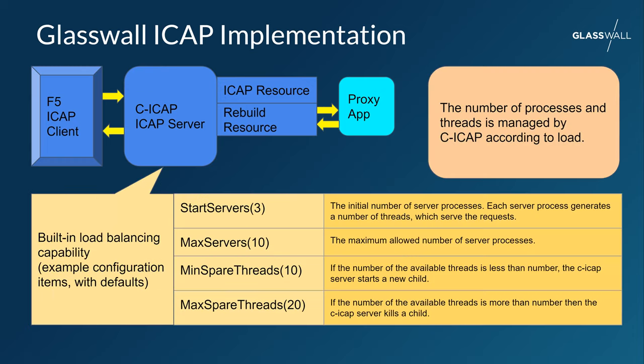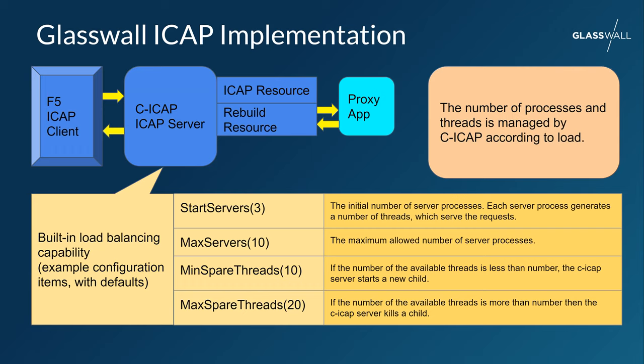There is some load balancing built into the ICAP server that we're using. We're using an open source project, C ICAP. It's developed in C. And that gives us a fair amount of load balancing. As traffic increases, we start off with three threads or three processes that can handle traffic. As you can see from the configuration, this is just a snippet of the configuration that's available. So we can control the rate at which additional processes are spun up and subsequently killed off.